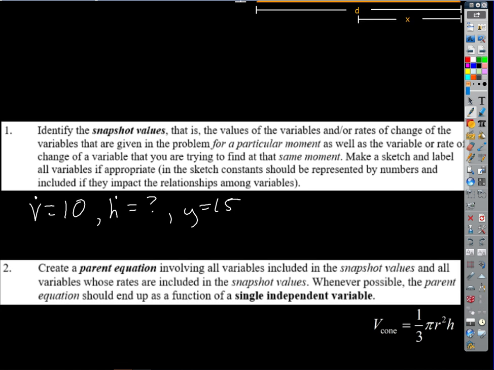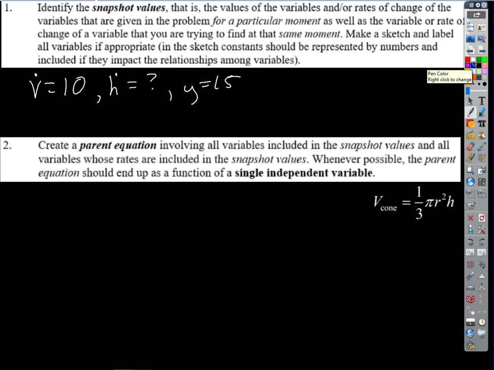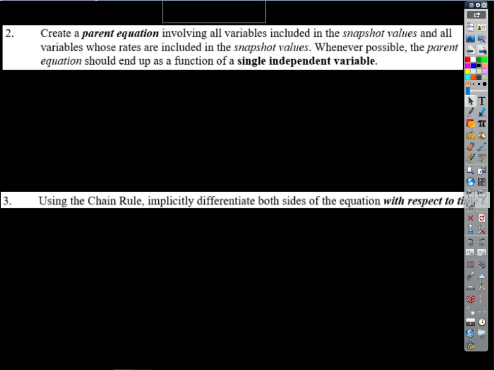So we've got this parent equation, and in terms of x's and y's, it looks like this, right? We know that volume equals 1/3 pi r squared y, which was x squared for us, wasn't it? So how many independent variables are there in that equation? X's and y's. So if I really wanted to, I could use this notation and call it V of x and y, right?